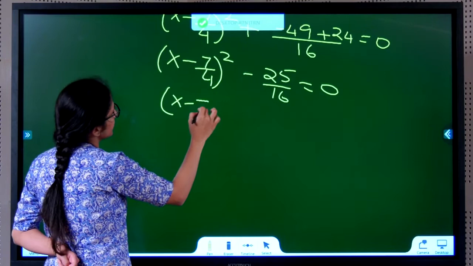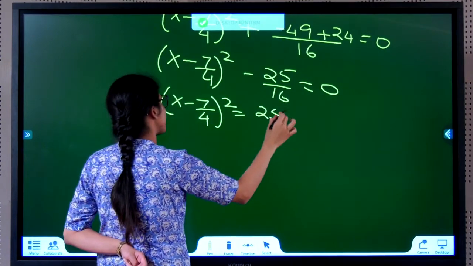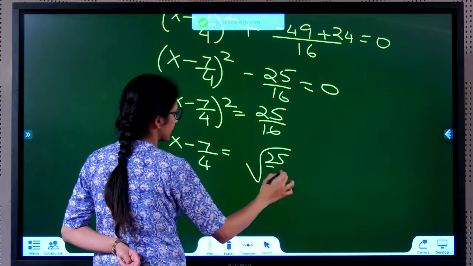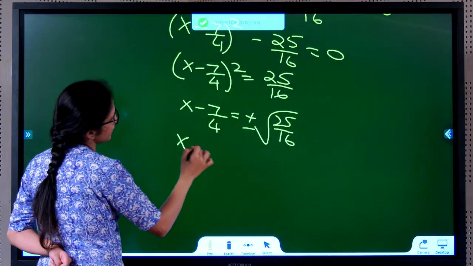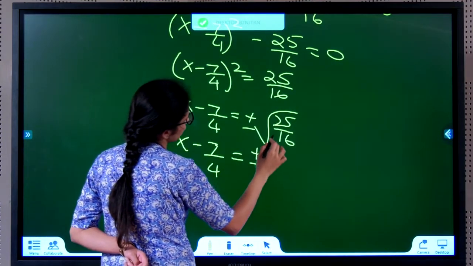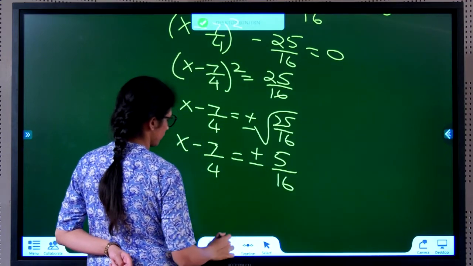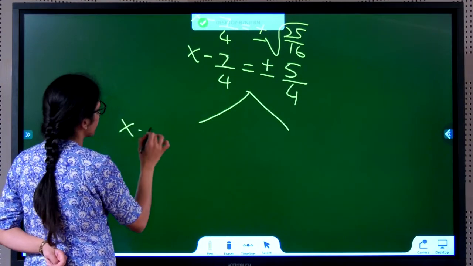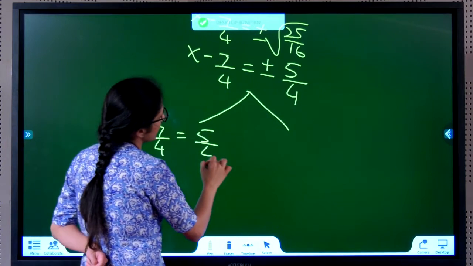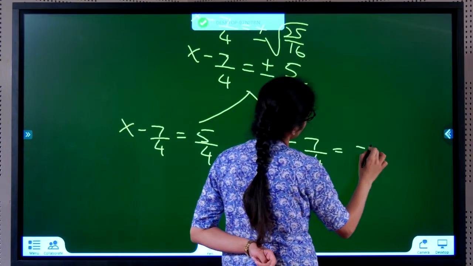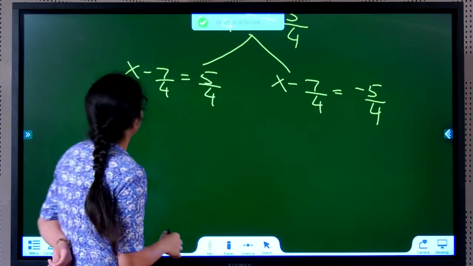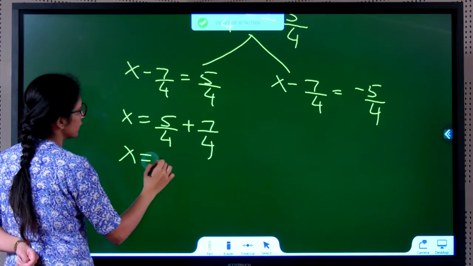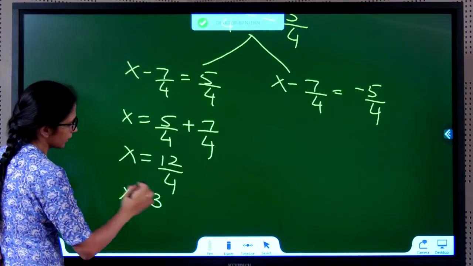Send it that side. X minus 7 by 4 the whole square is equal to plus 25 by 16. X minus 7 by 4 is equal to plus or minus root of 25 by 16. So x minus 7 by 4 is equal to plus or minus, root 25 is 5, root 16 is 4. So this gives us two possible solutions. X minus 7 by 4 is equal to 5 by 4 and x minus 7 by 4 is equal to minus 5 by 4. So x is equal to 5 by 4 plus 7 by 4, x is equal to 12 by 4, x is equal to 3.